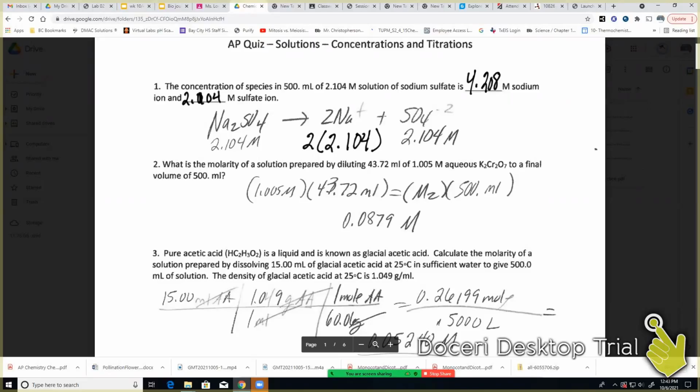I had maybe a couple of people for some reason change the 500 milliliters to liters, but then they left the other one as milliliters. You could have changed them both to liters. You could have left them both as milliliters, but you can't have one and then the other one on that. You got to have matching units, because even though we don't show all the math there, they end up having to cancel out on that.